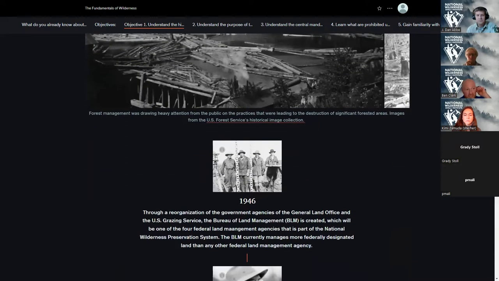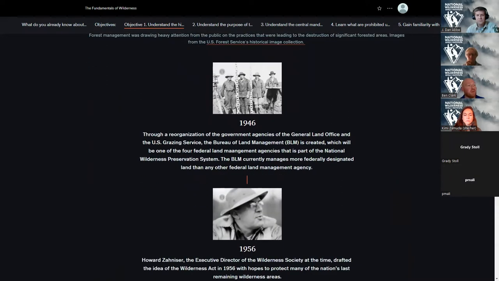All right, continuing on, our fourth and final land management agency that oversees wilderness designated lands is the Bureau of Land Management, which was created in 1946 as a reorganization of two government agencies at the time, the General Land Office and the U.S. Grazing Service.